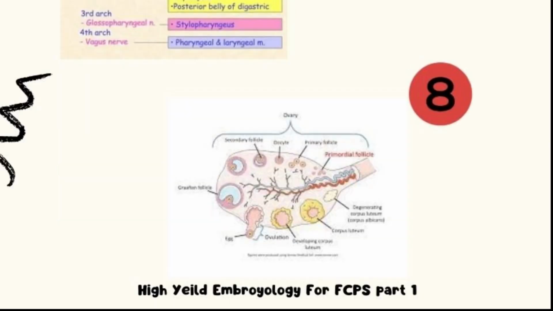The last image is about follicles. The important thing about follicles is that an oocyte with flat epithelium is a primordial follicle, and the primary oocyte completes its first meiotic division before ovulation, and the oocyte released during ovulation is called the secondary oocyte. So you must remember about the primary and the secondary oocyte, and the oocyte which is with the flat epithelium is the primordial follicle.